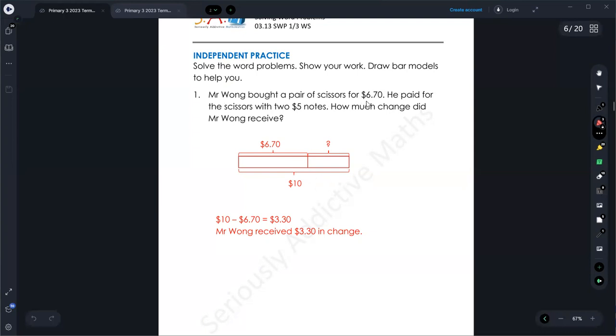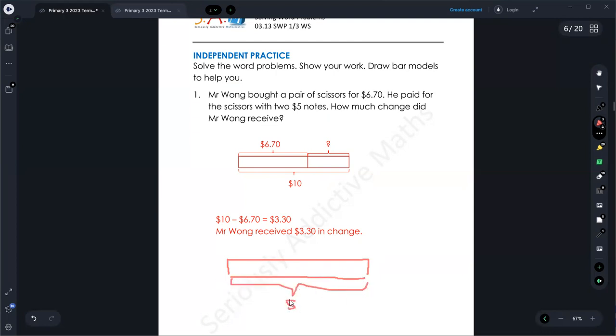Mr. Wong bought a pair of scissors for $6.70. All right. Then he paid for the scissors with $5 notes. So here, students can identify where the whole is. In this case, the whole is the 2 $5 notes, right? So they have to draw 2 $5 notes is equal to $10. So they draw the whole first, and this is $10.